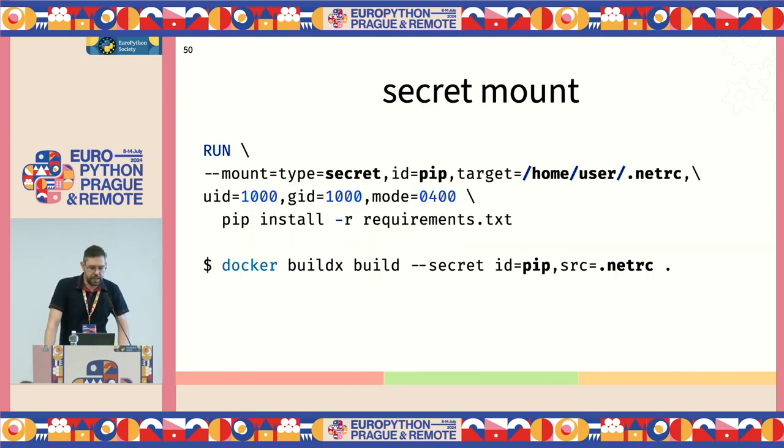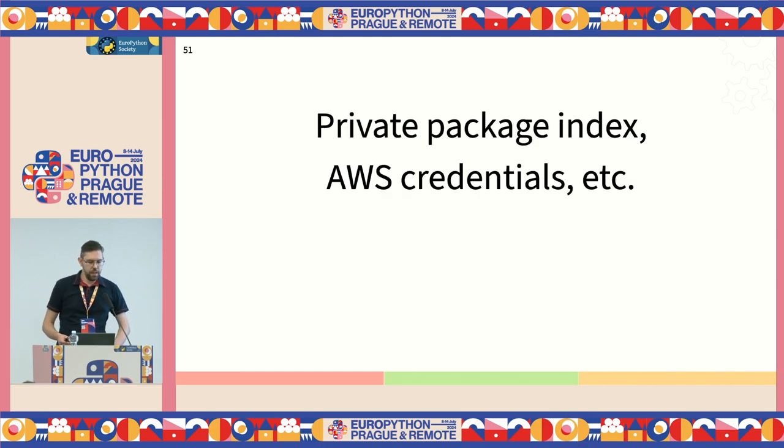The secret mount is the last kind of mount I would like to introduce. It allows you to define a named secret that will be mounted as a file in the container during build. The mount also allows you to set file permissions, because it is often required that the file containing secrets is not accessible by other users. When building the container, provide a secret argument with the secret name and source file to be mounted. The secret mount also does not invalidate the layer cache, so it can be used with short-lived tokens. Secrets can be used to pass credentials for a private package index, AWS credentials, and so on.